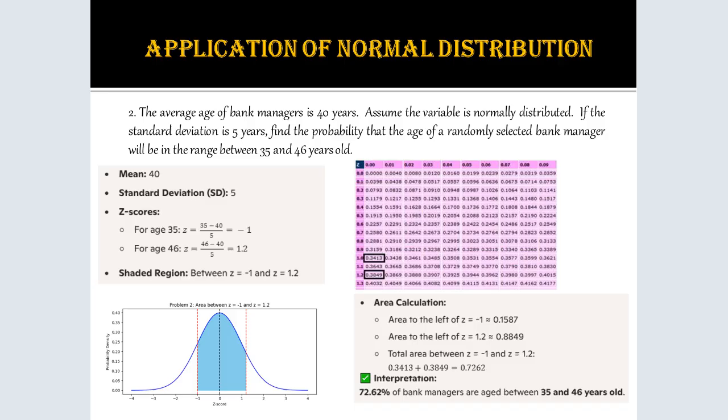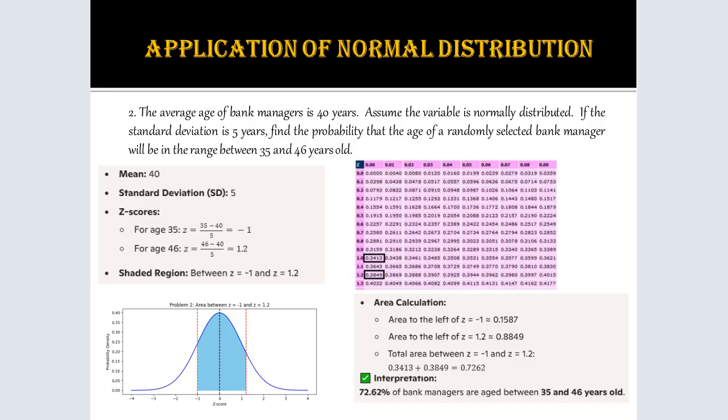So let us convert first what is the z-score for 35. If x is 35, the z-score is 35 minus 40 all over 5, and that will give us negative 1. And then for age 46, 46 minus 40 divided by 5, and that will give us 1.2. So in the problem, we are asked to determine between the age of 35 and 46. So meaning from -1 to 1.2.